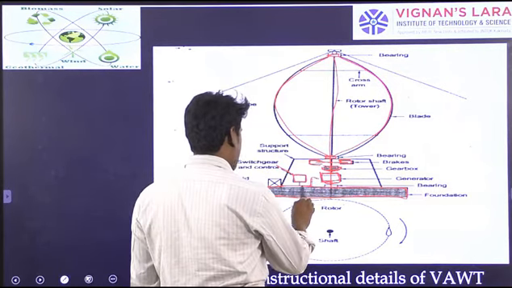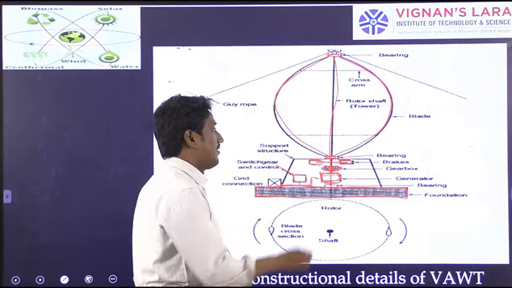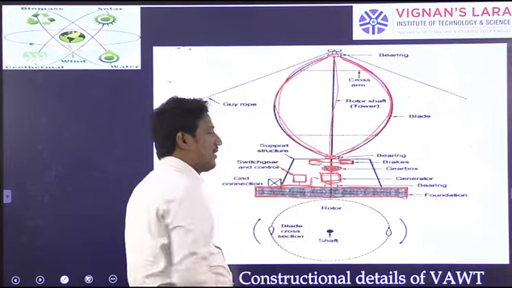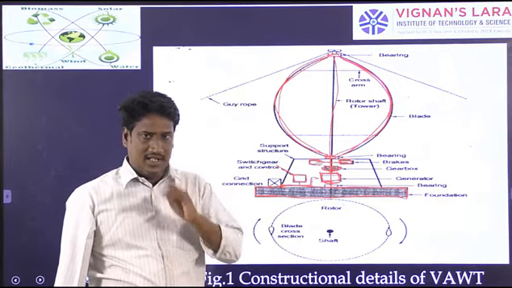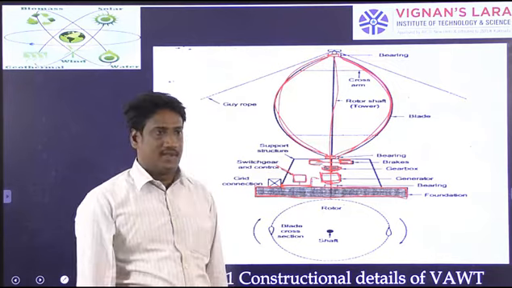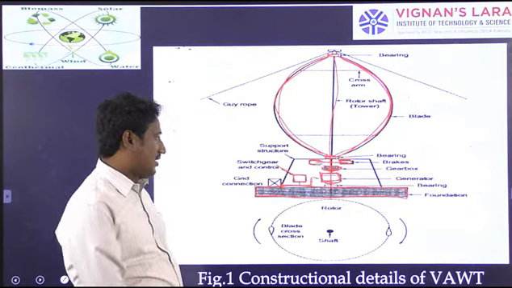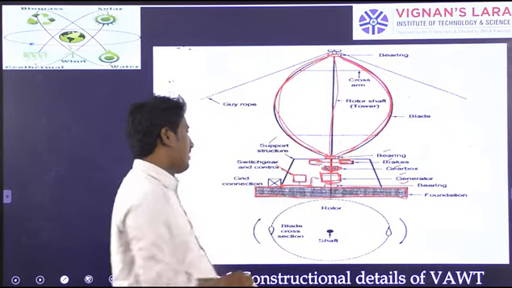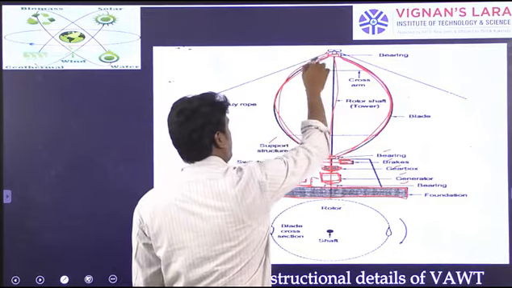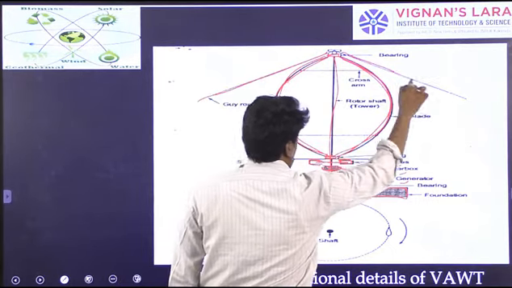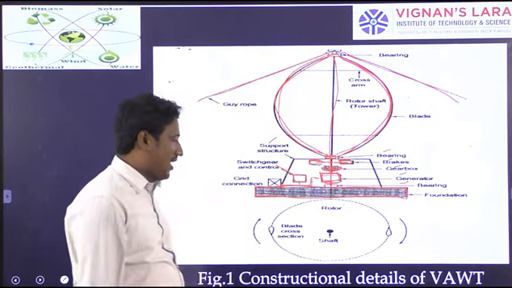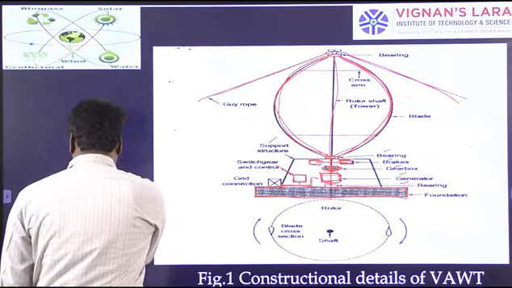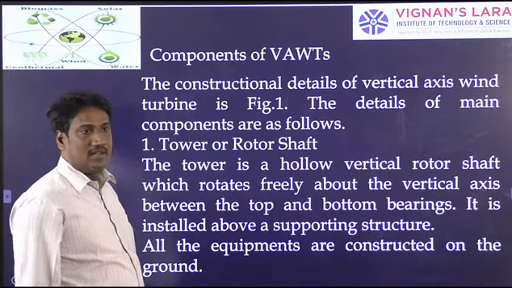The produced electrical output will be given to the grid. This type of construction is called egg-beater construction. The bearings, generator, gearbox, and brakes, like that, are some of the supporting structure we have used. These are called guy ropes, used to provide balanced rotation. These are all the different components that we will see clearly one by one now.